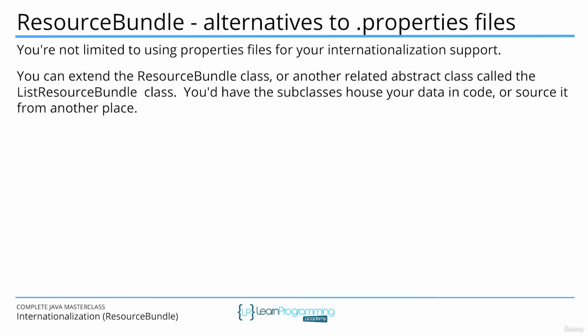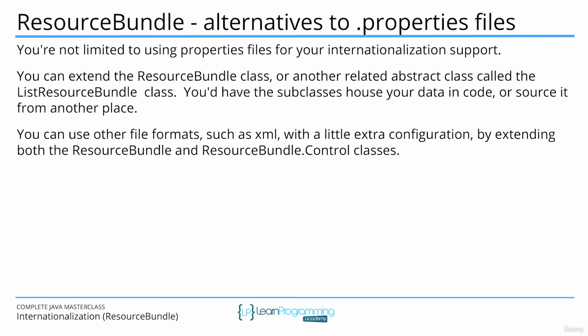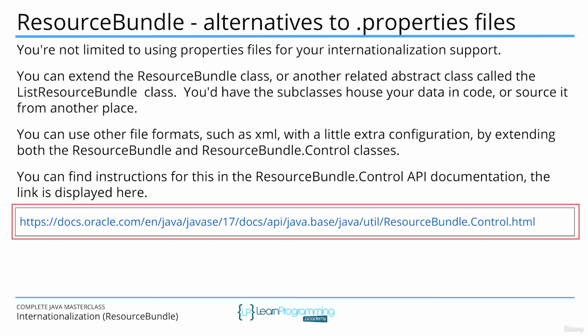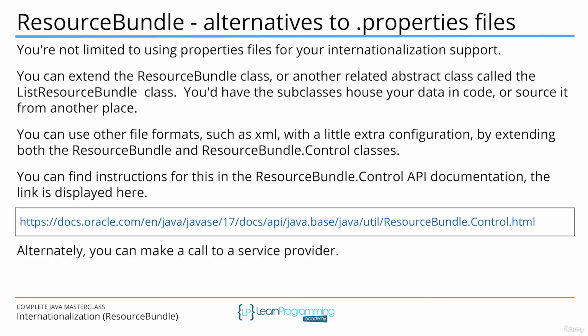You can extend the ResourceBundle class or another related abstract class called the ListResourceBundle class. You'd have the subclasses house your data in code or source it from another place. You can use other file formats such as XML with a little extra configuration by extending both the ResourceBundle and ResourceBundle.Control classes. You can find instructions for this in the ResourceBundle.Control API documentation if you're interested, and the link is displayed here. Alternately, you can make a call to a service provider. I'll be talking about this feature later in the course. You can also mix and match any of these methods.